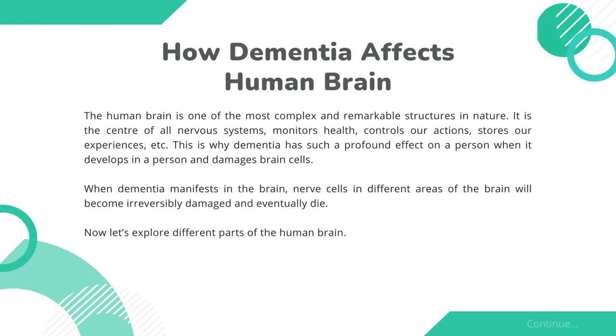How dementia affects the human brain. The human brain is one of the most complex and remarkable structures in nature. It is the center of all nervous systems, monitors health, controls our actions, stores our experiences, etc. This is why dementia has such a profound effect on a person when it develops and damages brain cells. When dementia manifests in the brain, nerve cells in different areas of the brain will become irreversibly damaged and eventually die. Now let's explore different parts of the human brain.